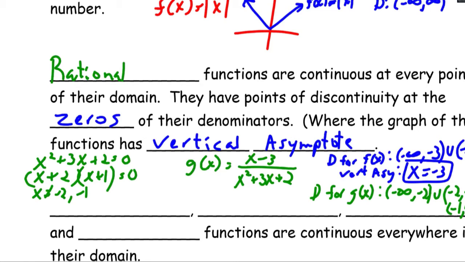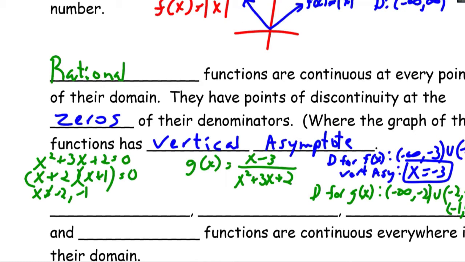Now, what's happening to the graph at negative 2 and negative 1? It's a vertical asymptote. So what kind of discontinuity is happening at vertical asymptotes? Infinite. So because there's a vertical asymptote there, I know I have infinite discontinuity at those 2 points. Now, you should get a fraction.